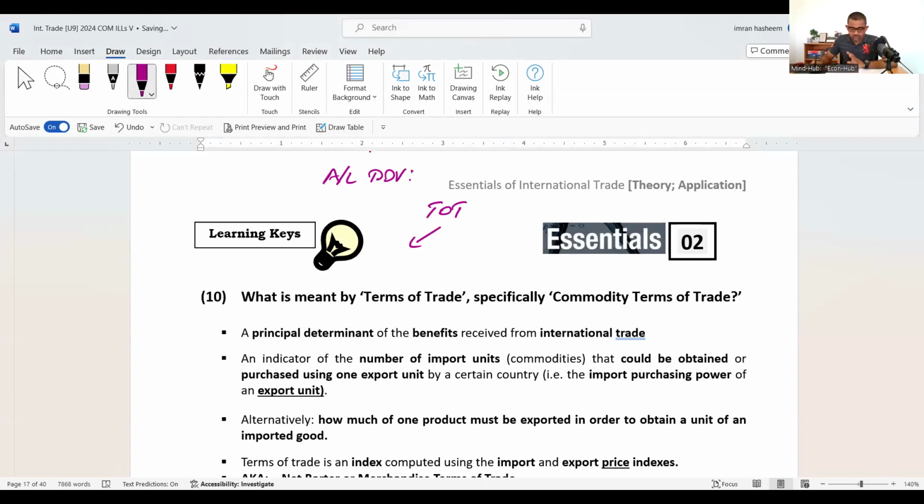That shouldn't be written there. Okay, let me finish this first. Terms of trade broadly is of two forms. There are many other forms, but mainly we look at two things. One is commodity terms of trade. The other is, we'll call it for now, income, import feasibility, income terms of trade. So both are terms of trade concepts.